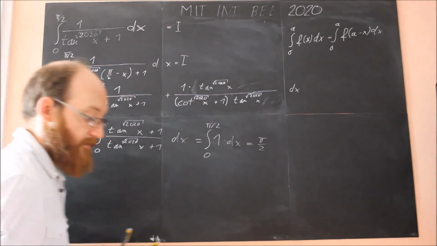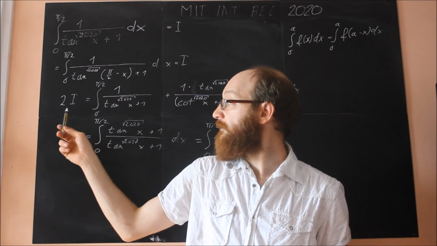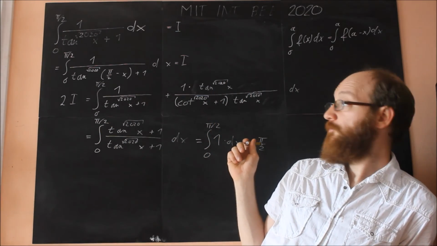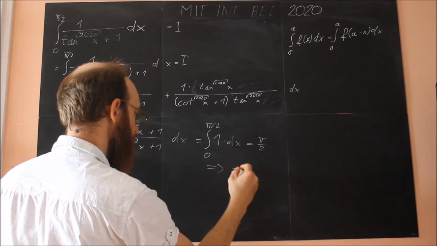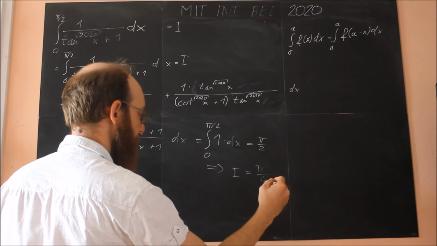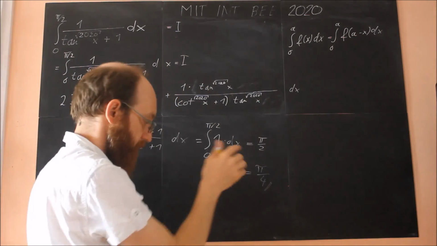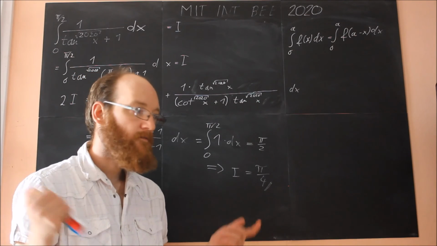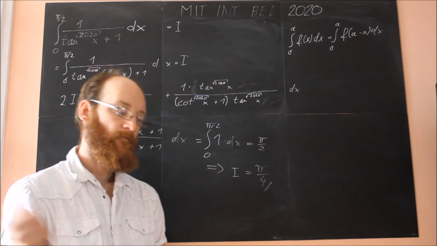If we take a look at the extreme left hand side, 2I, and the extreme right hand side, pi over 2. So we divide by 2 and we get I is pi over 4, and this is exactly what we are looking for. So we are done at this moment. So the final value, pi over 4.